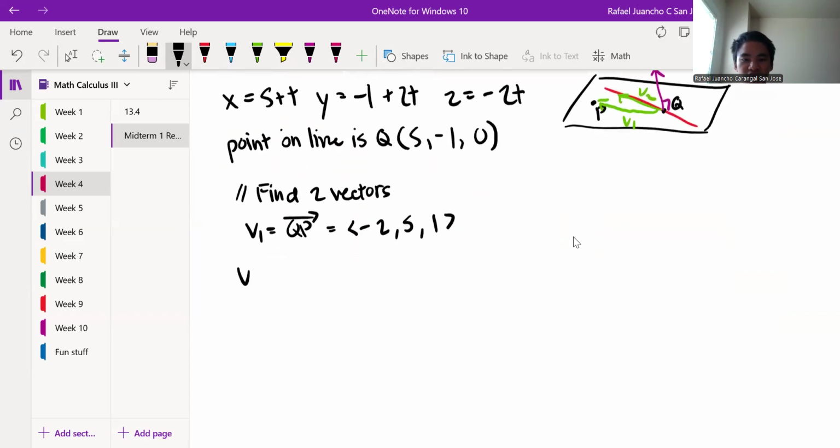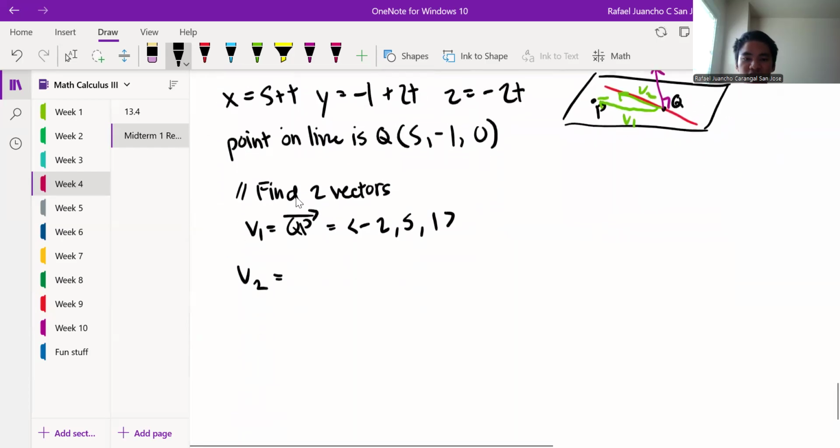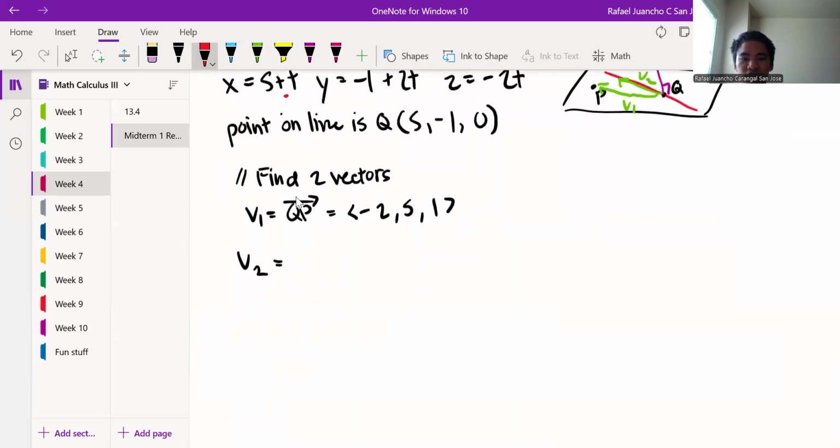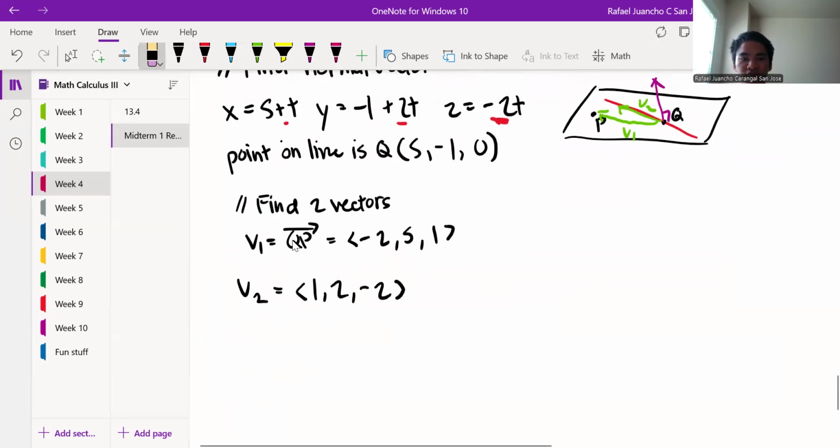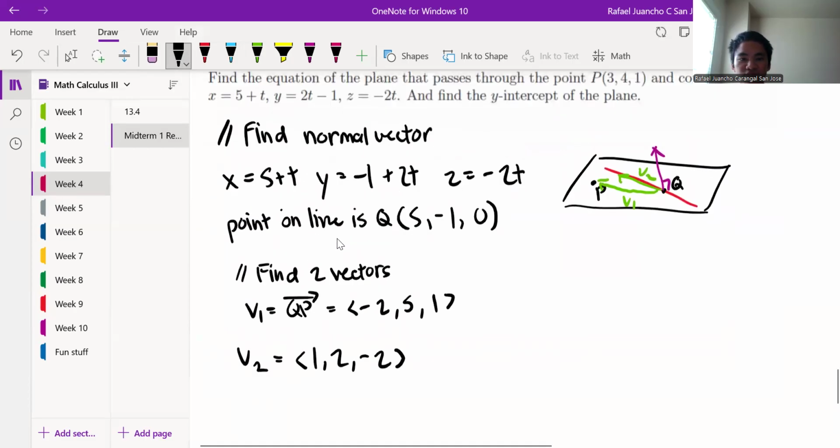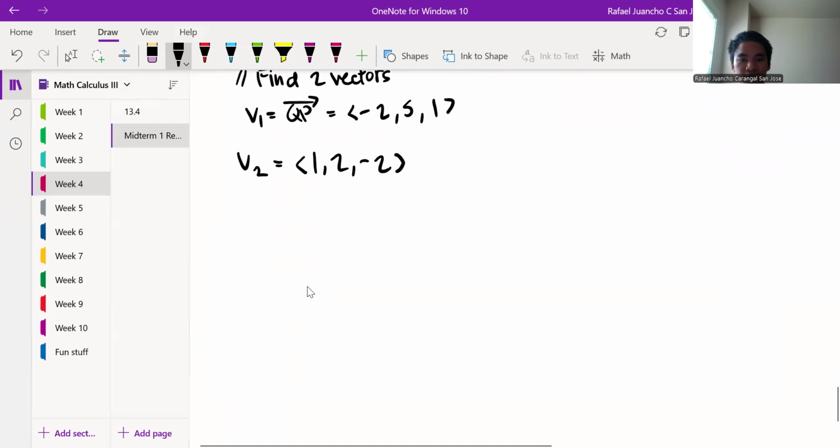Now I need the other vector. Well, I already have that here. So this is these guys over here, so this is 1, 2, -2. Great, I have these two. Now how do I get the normal vector here? Well, I just get their cross product. So let's say I have that normal vector n. So now I can find the normal vector here.